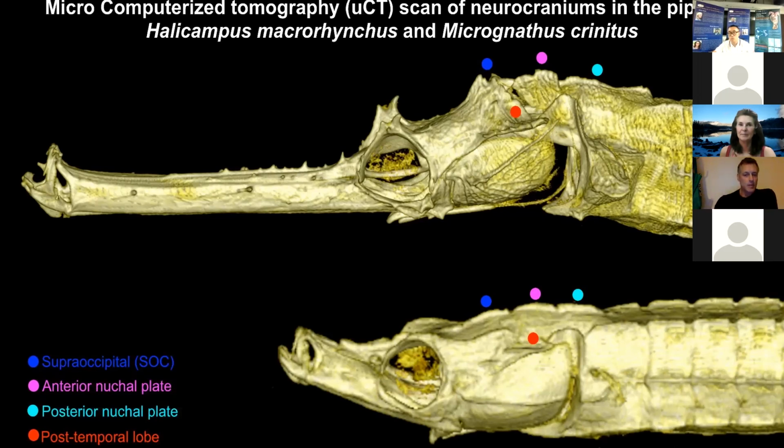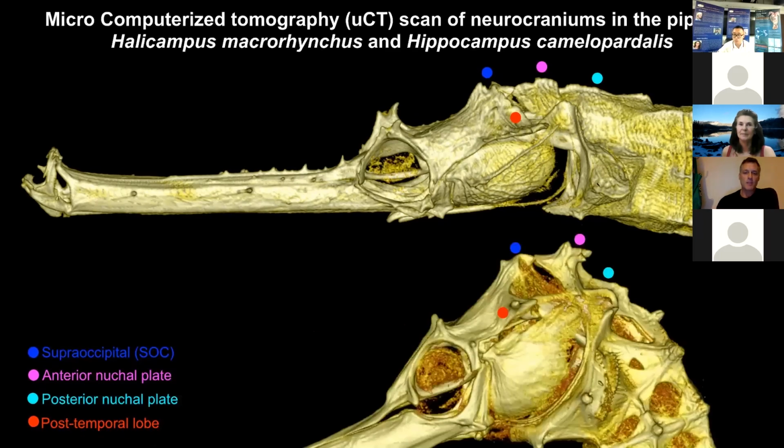Whereas in a typical pipefish below, all those neurocranial bones are fused together. There's no indication of any upwelling of the bones to form the crevice that you see in Helicampus macrorhynchus. Also, the SOC in Helicampus macrorhynchus is highly sculpted. It's very unusual for pipefish to have any bony formation on the SOC, except for a bony ridge. But here it's quite different. Next slide.